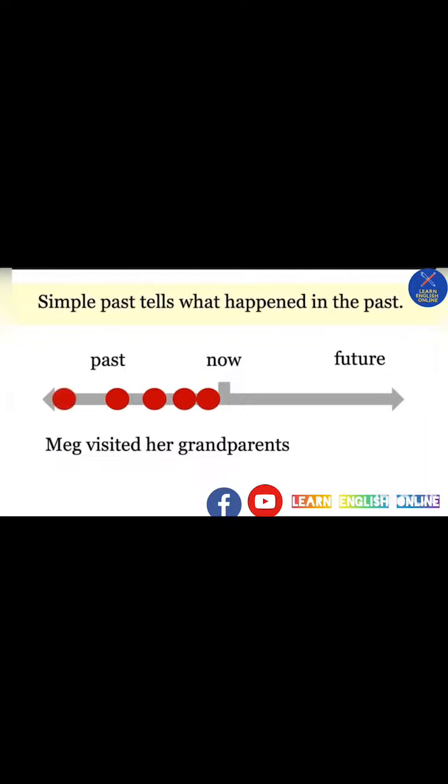Meg visited her grandparents 3 years ago. Now, this ago is the signal that tells us it happened in the past. And we can use ago with a long time, like 3 years ago, or we could say Meg visited her grandparents 3 hours ago. Ago signals that it happened in the past.